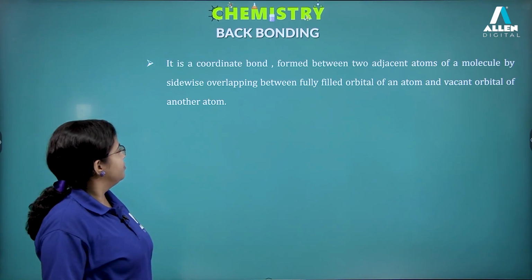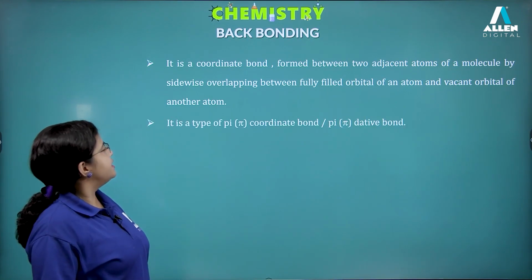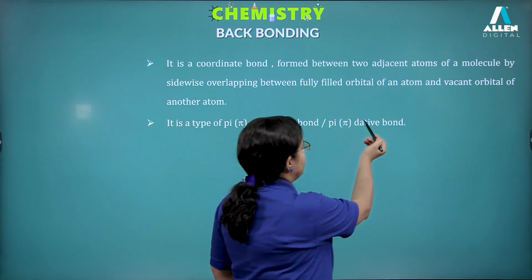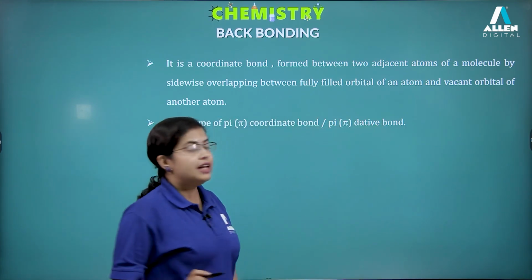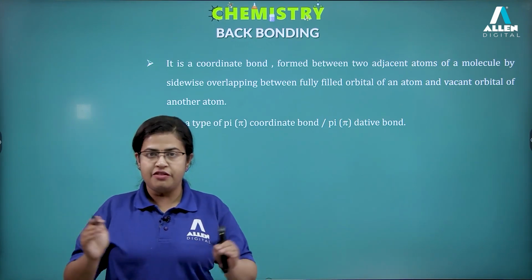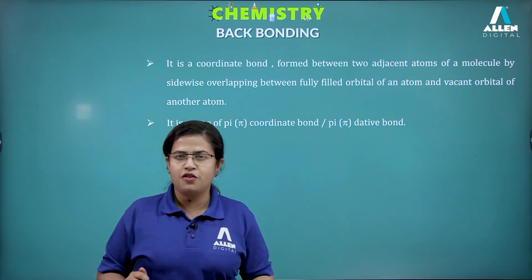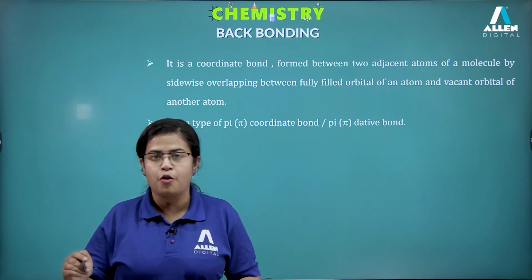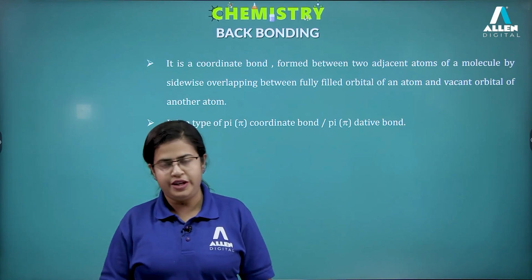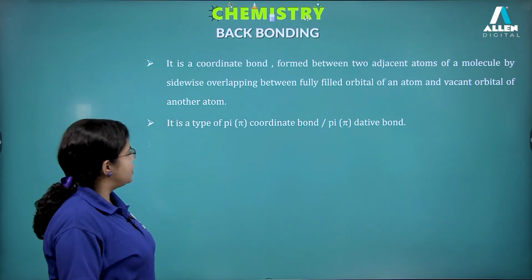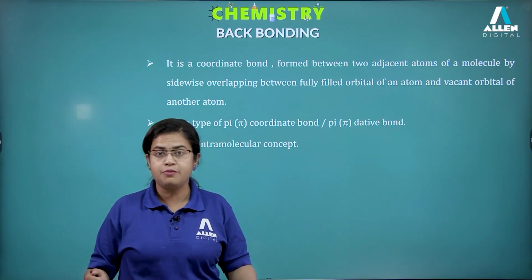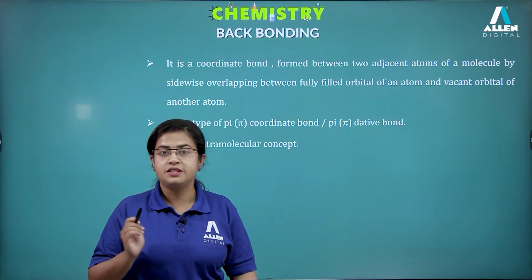Hence, it's a type of coordinate bond which is pi type. You can call it dative or coordinate. Why did I say pi? Because as I just mentioned, it's formed due to sideways overlap. Sideways overlap means already one sigma bond must be there between the two bonded atoms in a molecule. And yes, it's an intramolecular concept. So this kind of back bonding is seen between two adjacent atoms present in the same molecule.